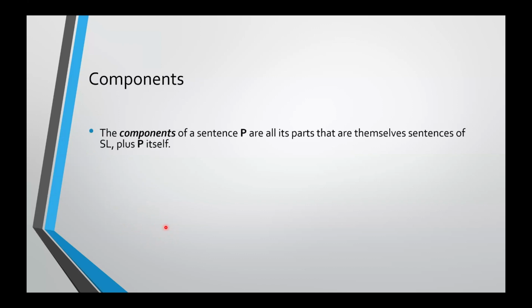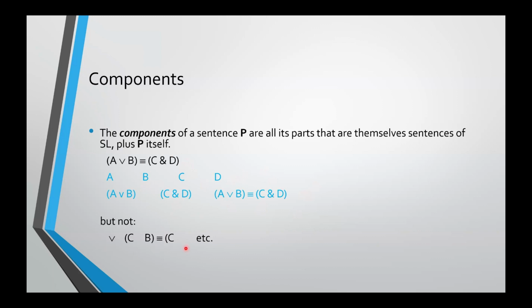The components of a sentence are, so to start with, if you have a sentence P, it counts as a component of itself. And then the components are all the parts of that sentence that are themselves sentences of SL. So if you take this sentence here, right, these are all its components. So you have itself, and then everything else that is a part of that sentence that is a sentence of SL. These are parts of the sentence, but they're not components because none of these are sentences of SL, right? Parenthesis C, this string of symbols here, they're not sentences of SL, so they don't count as components.